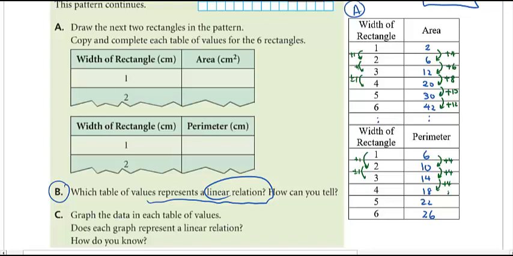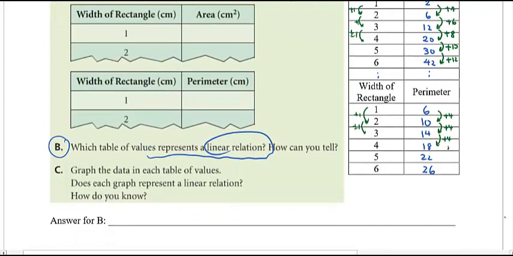So interestingly enough, the change in the area seemed to get bigger and bigger as the change in the width of the rectangle stayed at 1. Yet for the perimeter, the change was the same as the width of the rectangle changed by 1. So if you had to ask yourself which one do you think is a linear relation, I hope you said the perimeter. Okay, and why?